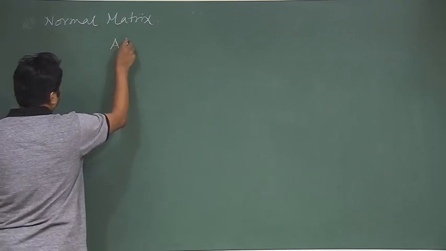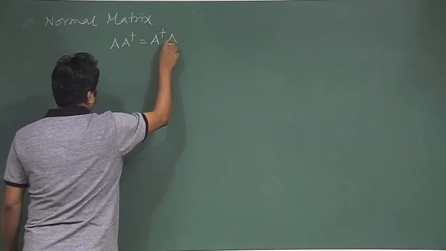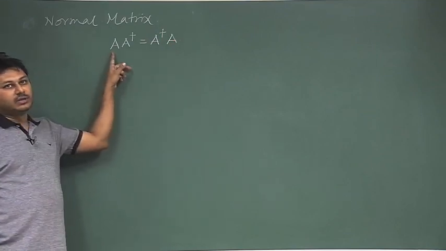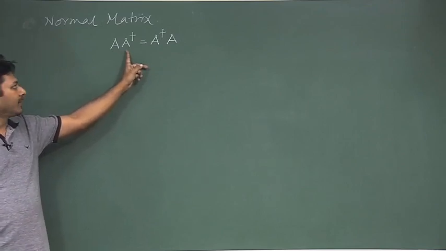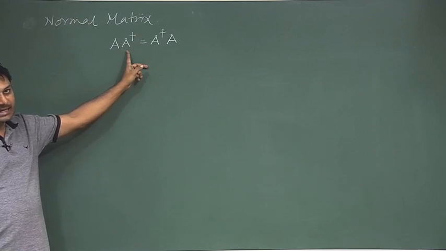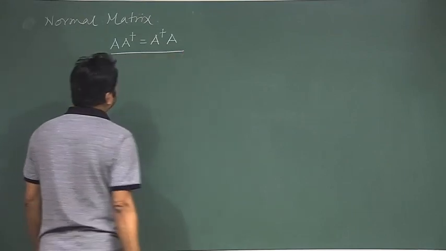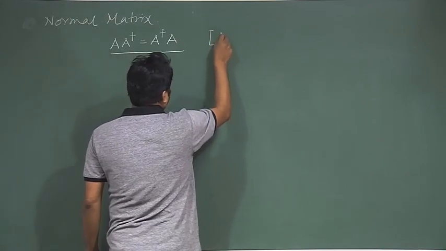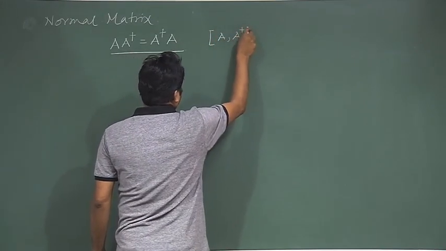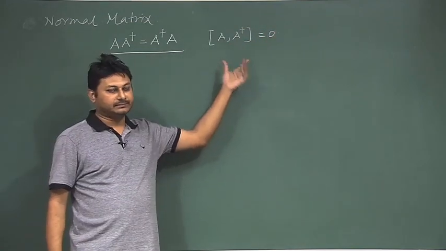If A A dagger is equal to A dagger A, then the matrix A is said to be a normal matrix. I believe you know the meaning of A dagger. A dagger is the transpose followed by the complex conjugate of each element, which I defined in my last class. Now, for a normal matrix, that means A and A dagger commute with each other.